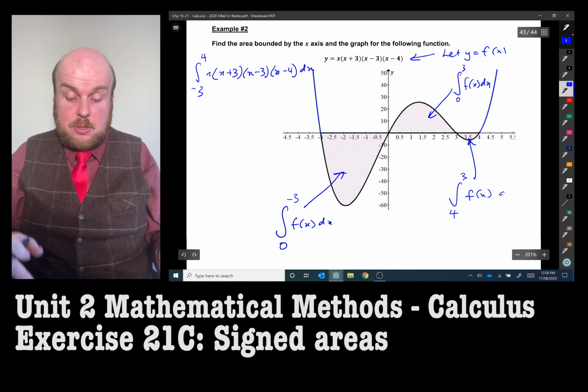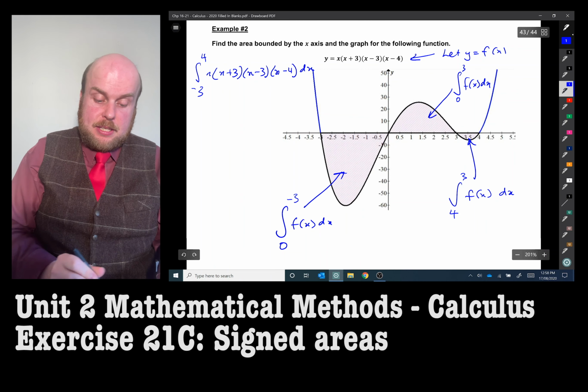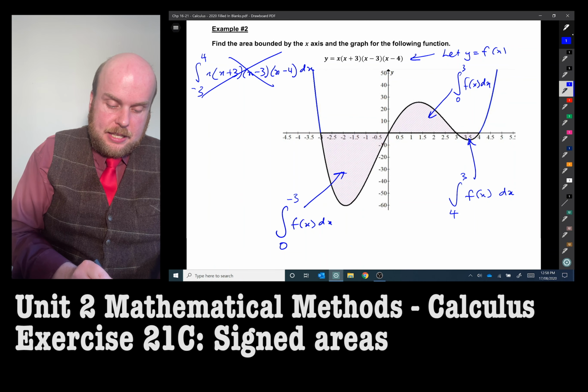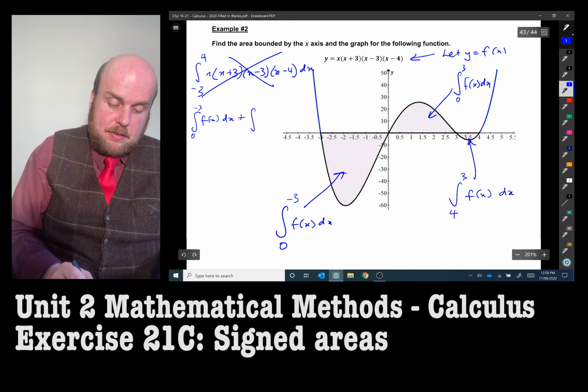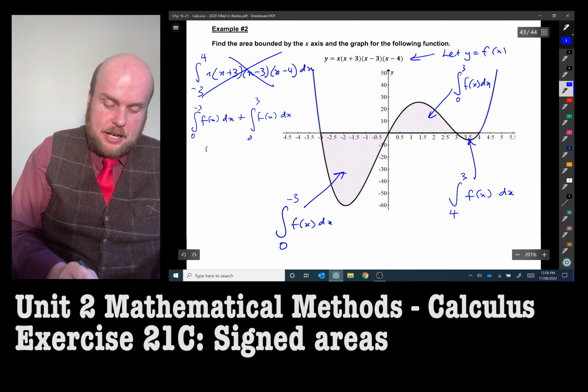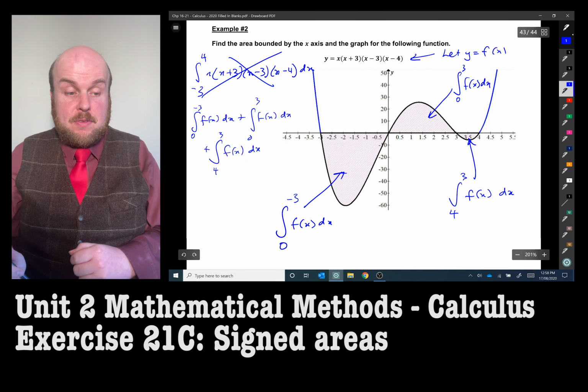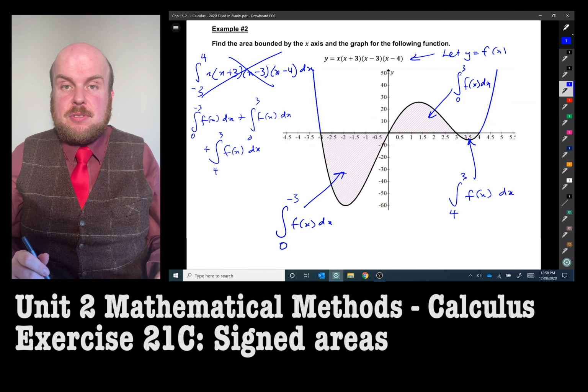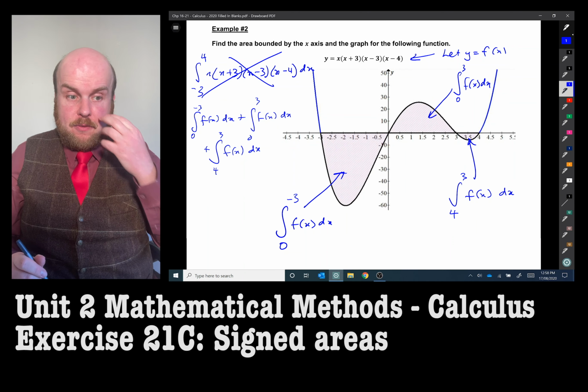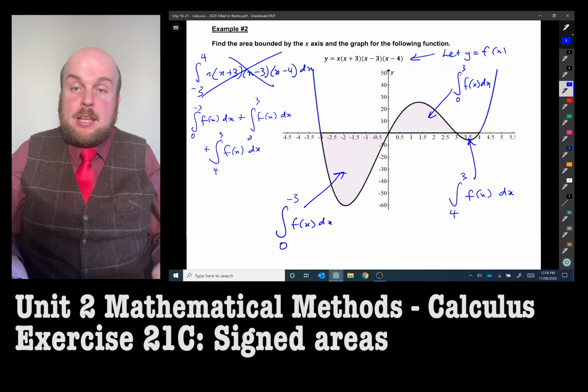And then what we'll do is, instead of doing this nonsense, we'll add all of this together. So we will do negative 3, 0 f of x dx, we'll add 3, 0 f of x dx, and we'll add the last one there as well, 3 to 4 f of x dx. So we're going to find antiderivatives from each of these. We'll have to expand this nonsense as well and find this out accordingly. So let's go.